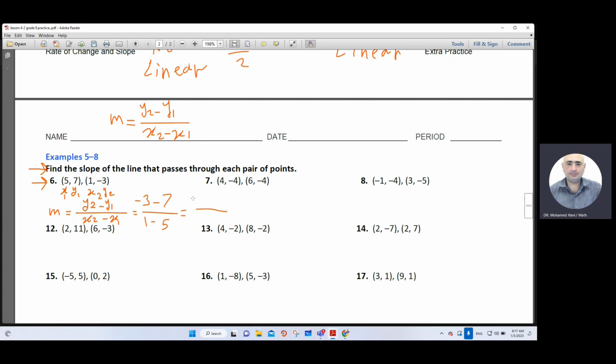Then express: -3 minus 7 will be -10, and down 1 minus 5 will be -4. Negative divided by negative is positive, 10 over 4. And you can do it in simplest form: divide by 2, it will be 5 over 2 as a fraction, and as a decimal 2.5.